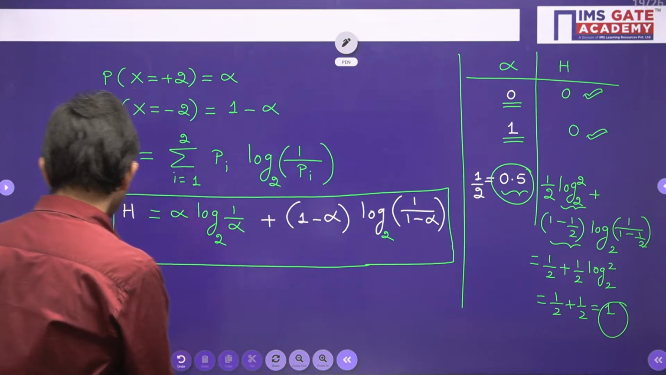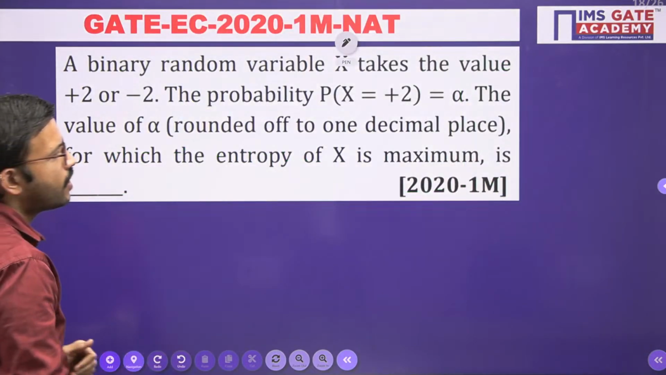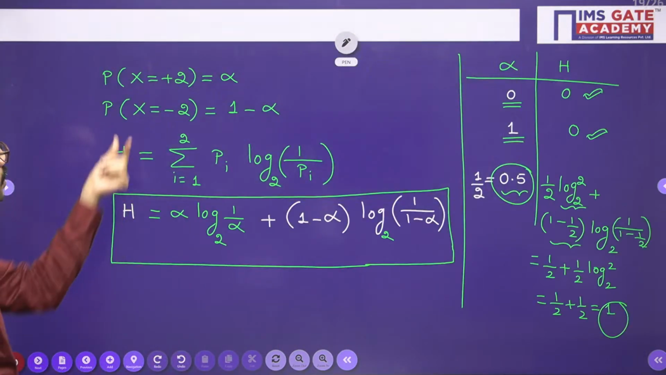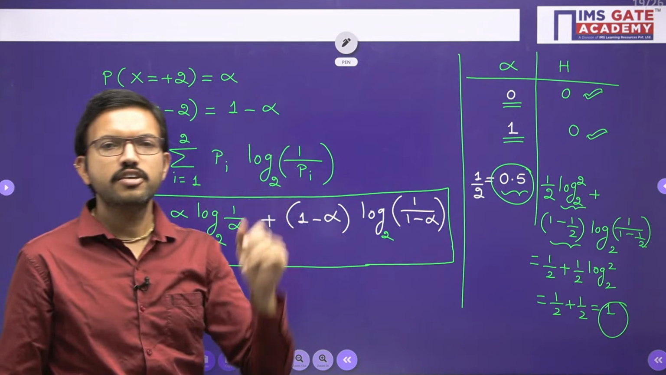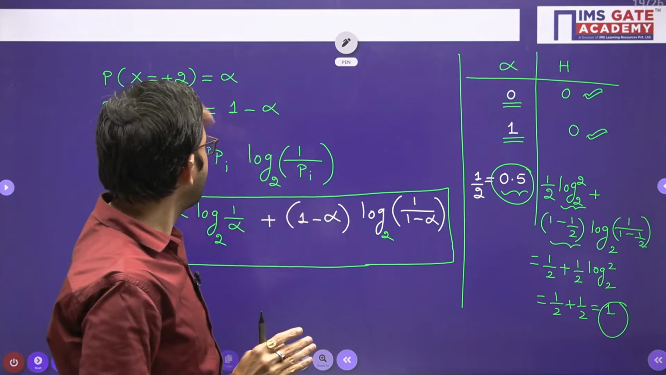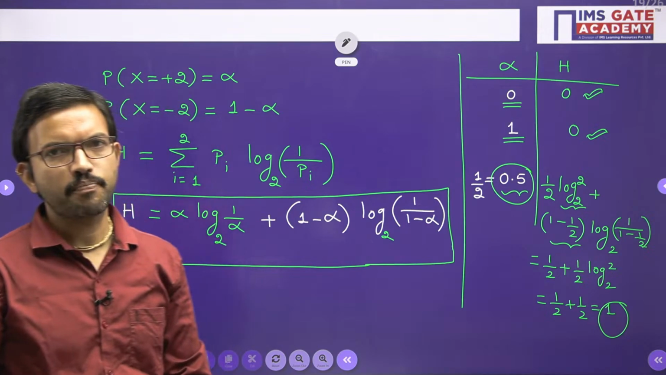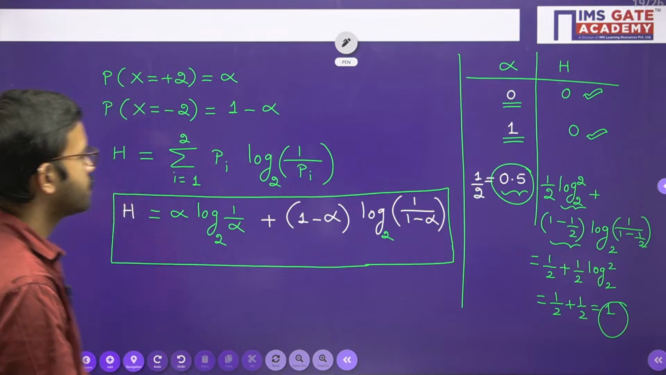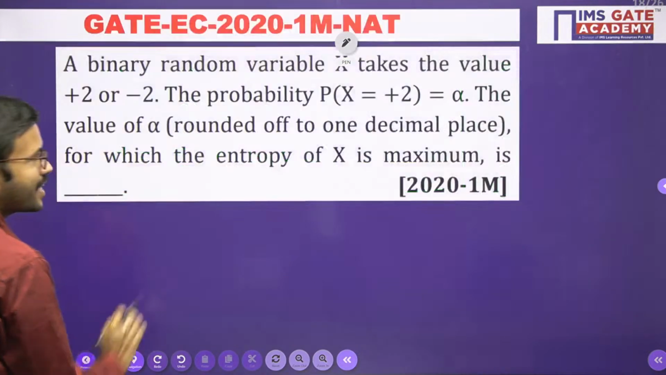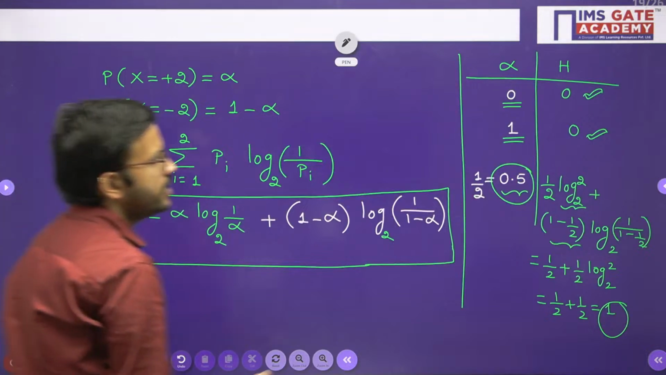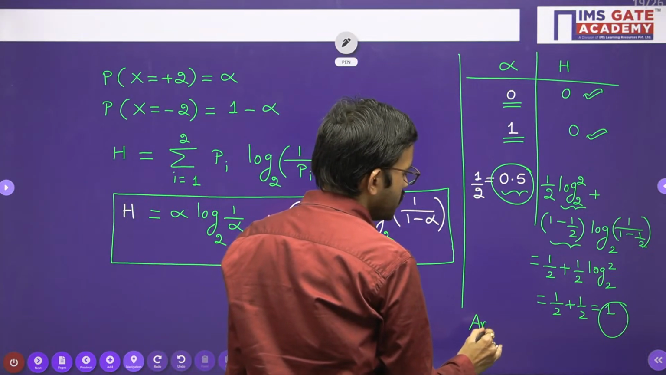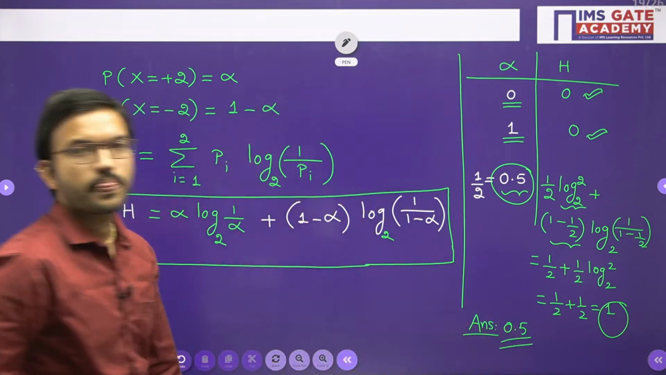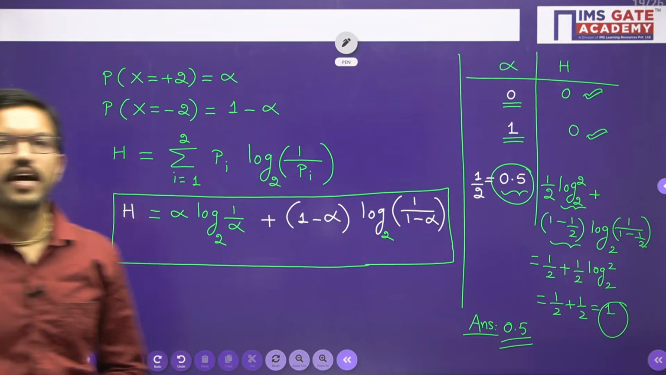So the question is, here they are asking, for what value of alpha you are going to get maximum entropy. So that means, whatever the binary random variable you are having, if both the possible values are having equal probability, in that case only you are going to get maximum entropy, right? So here the question is regarding the alpha value. So the final answer for this question is 0.5. 0.5 is the correct answer. I hope it is clear for everyone.